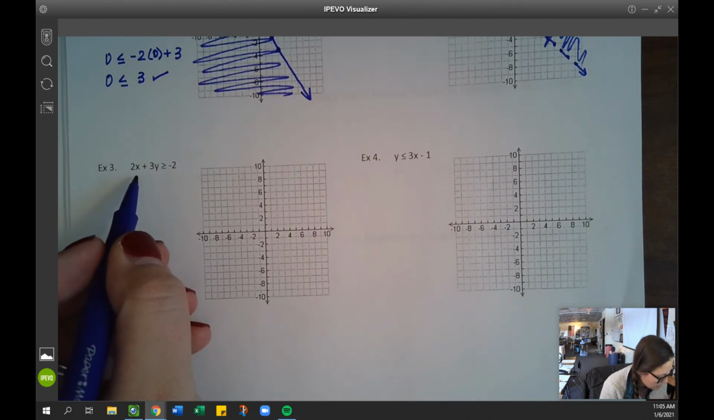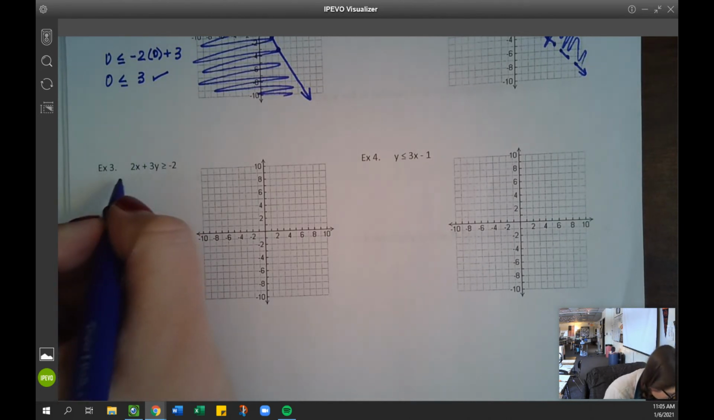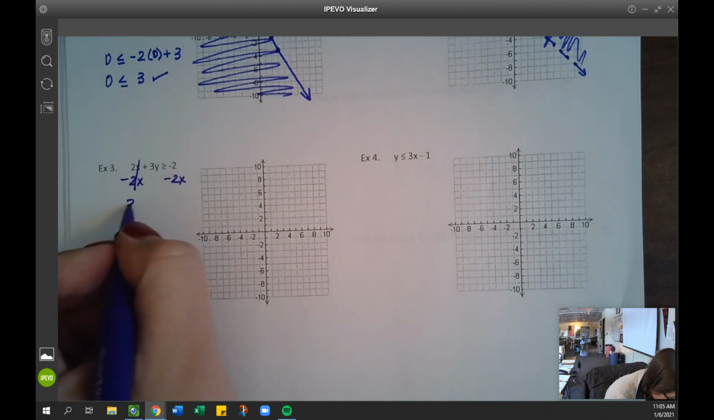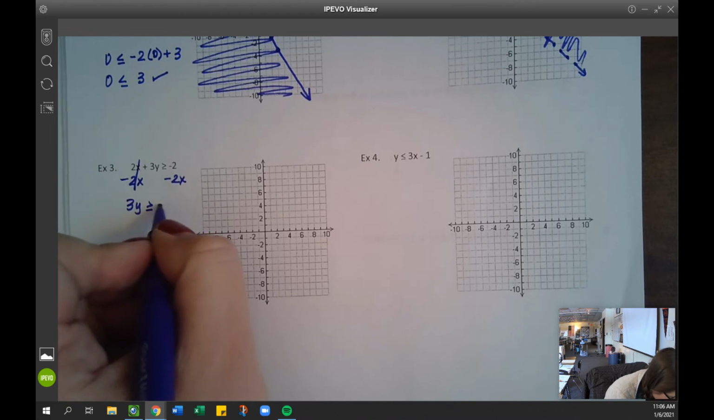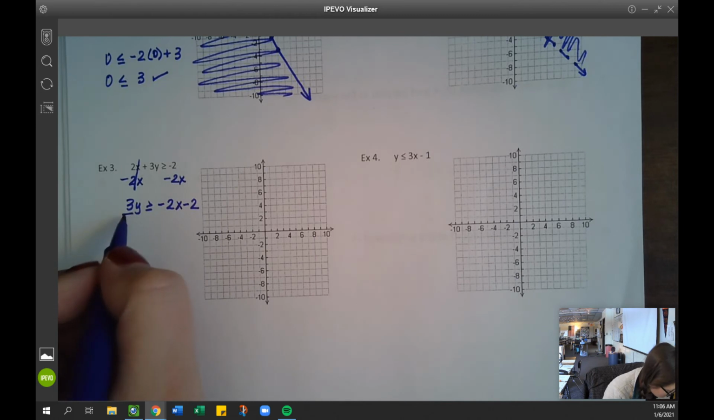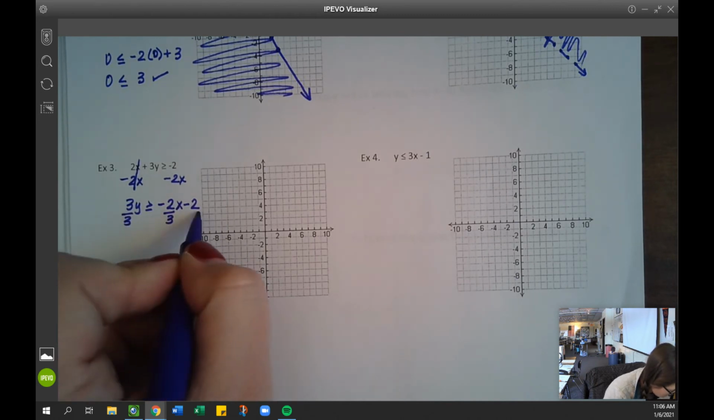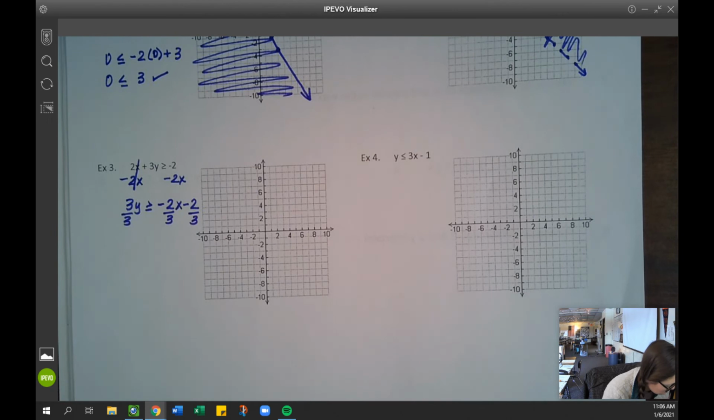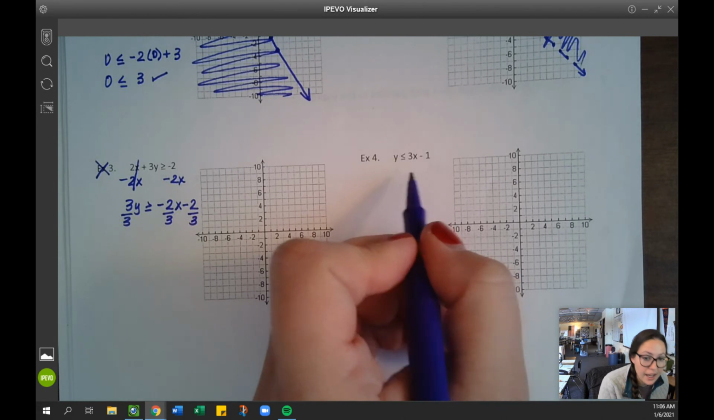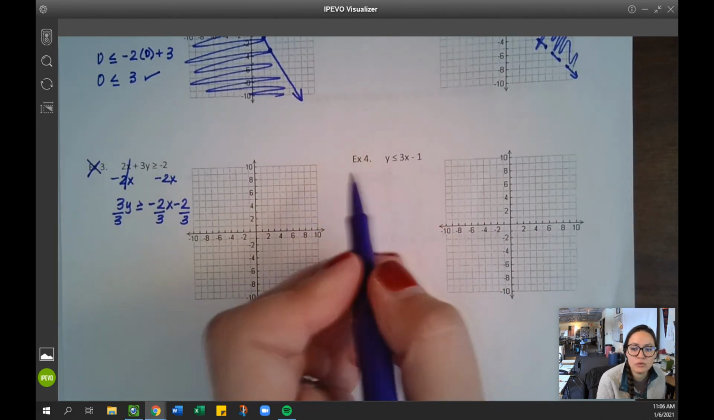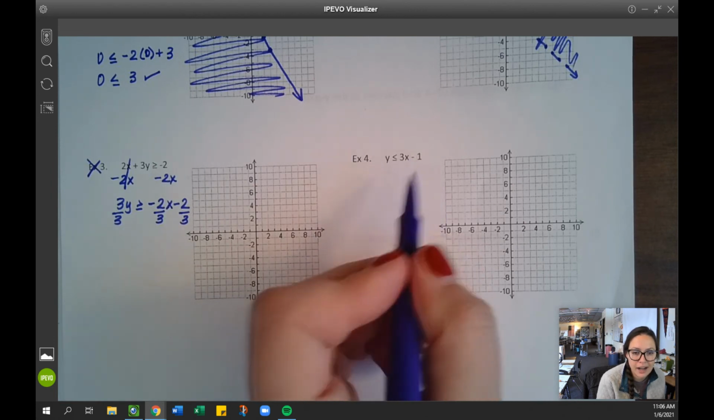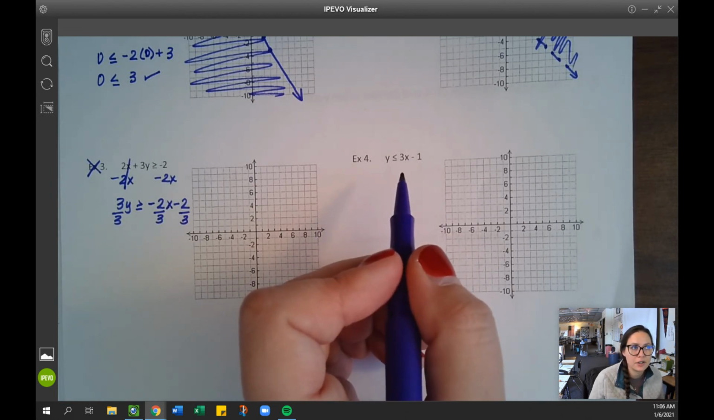All right, example 3. Got to get it in slope-intercept form. So I'm going to subtract 2x from both sides. That gives me 3y is greater than or equal to negative 2x minus 2. Divide everything by 3. Oh, I don't like the way this is working out. You know what? We're going to skip this one. And I would like you to try example 4 on your own. So pause the video, take a couple minutes, and graph this inequality on your own.